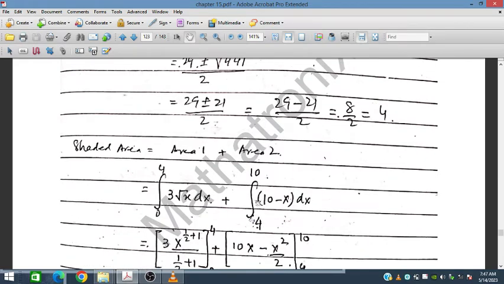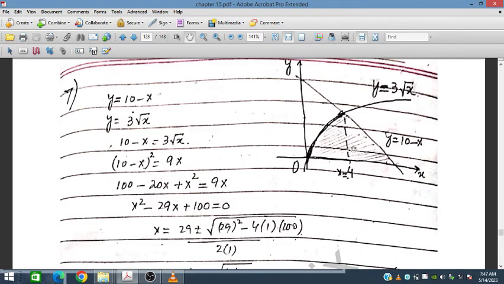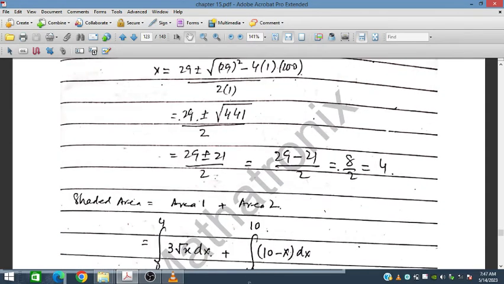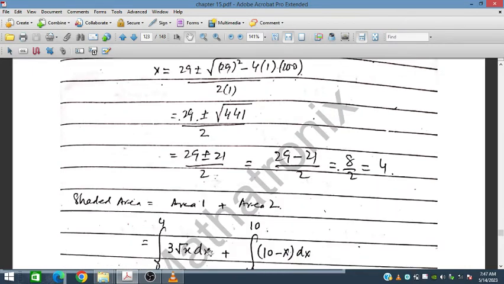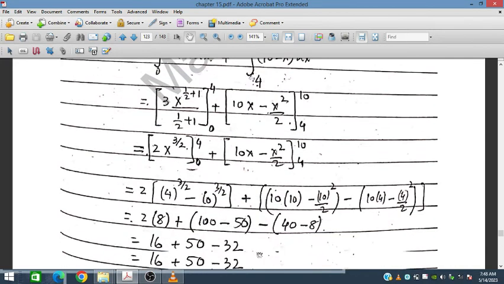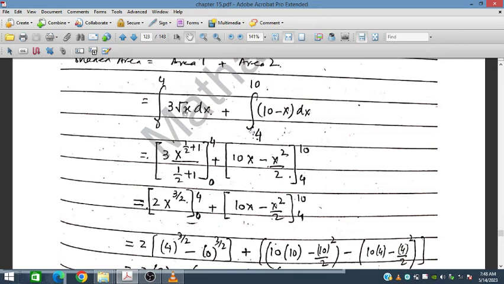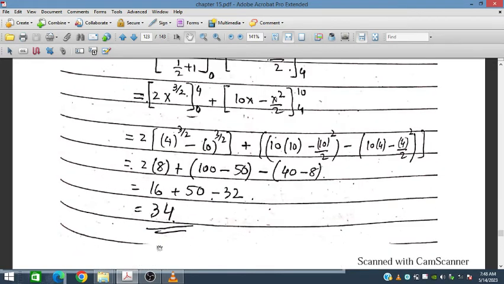So this is the simple line equation from 4 to 10, and this is 0 to 4, this curve area. This is very important. The rest is just a simplification, so just substituting, and we have obtained this.